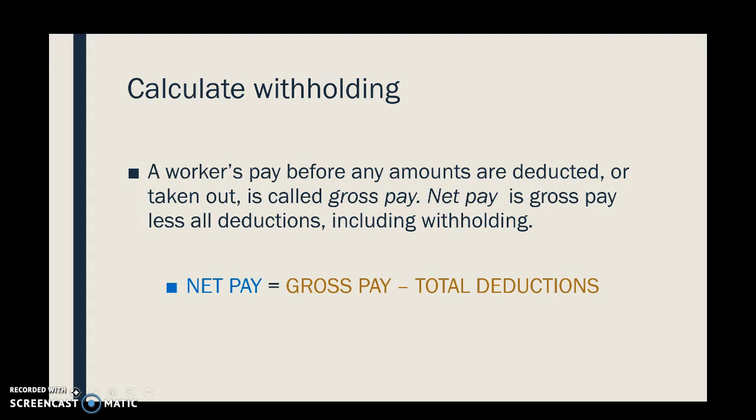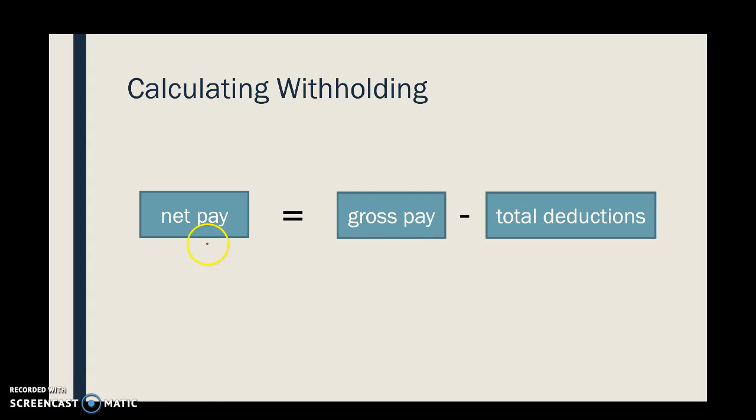So here's our formula, and I need you guys to write it in your boxes. So net pay equals gross pay minus deductions. So this is what you would make a year minus what the government takes out, and then your net pay would be basically what goes into your bank account.